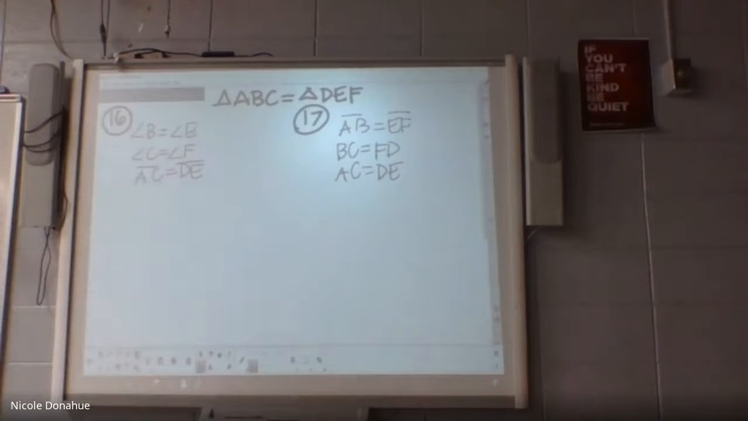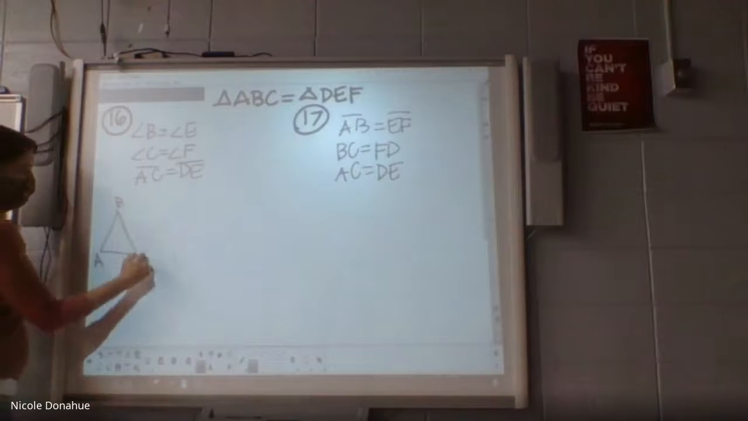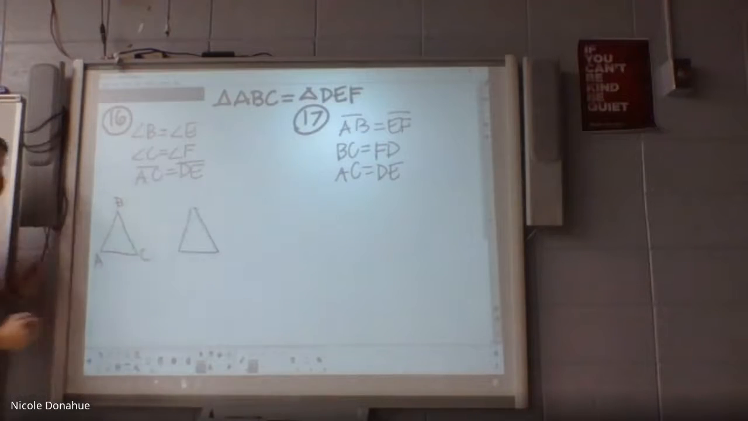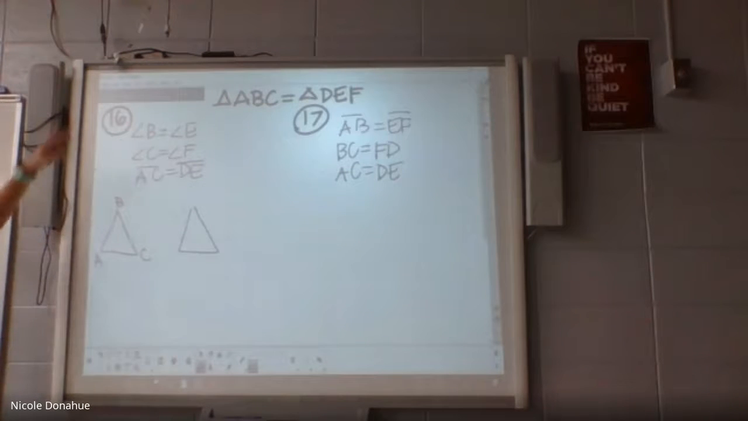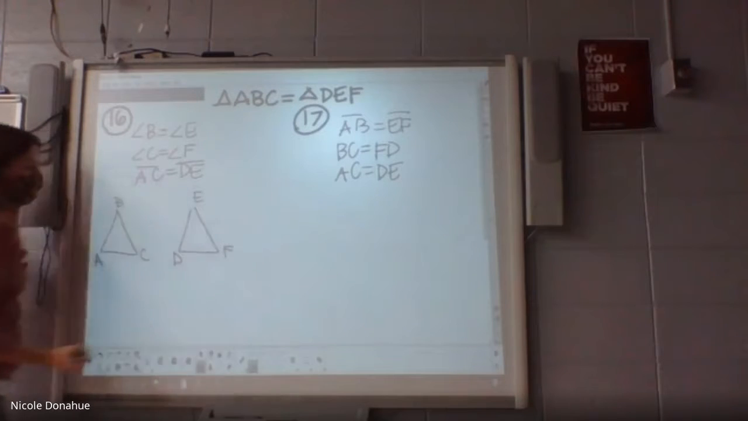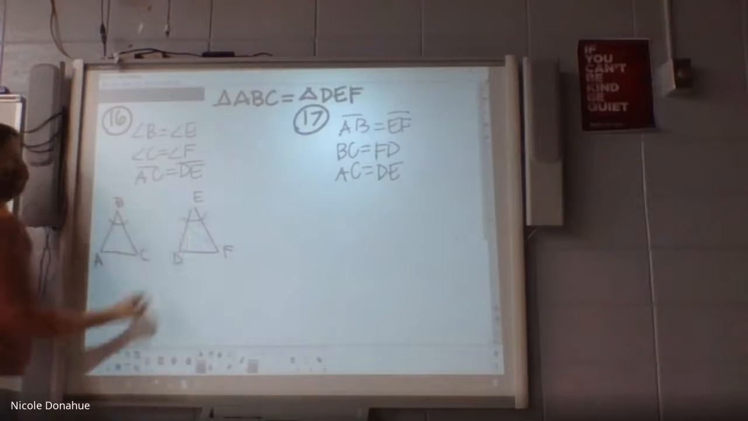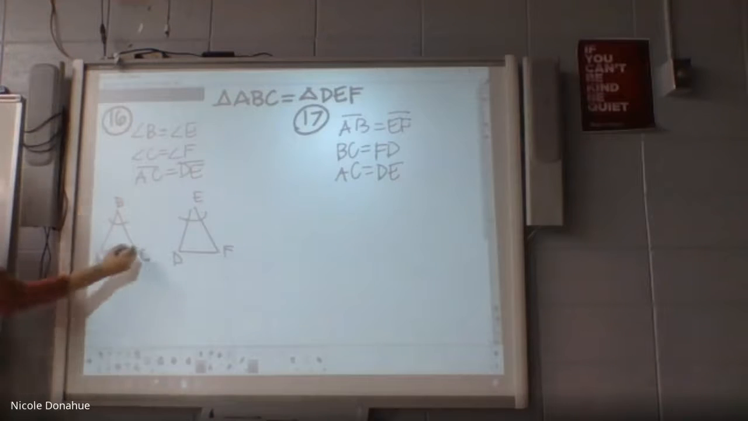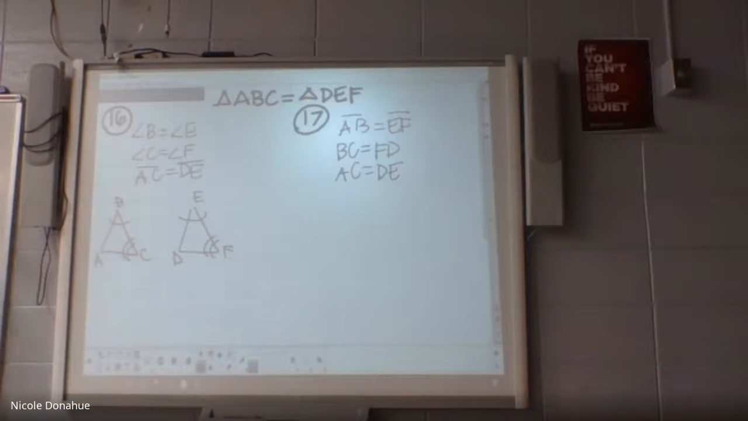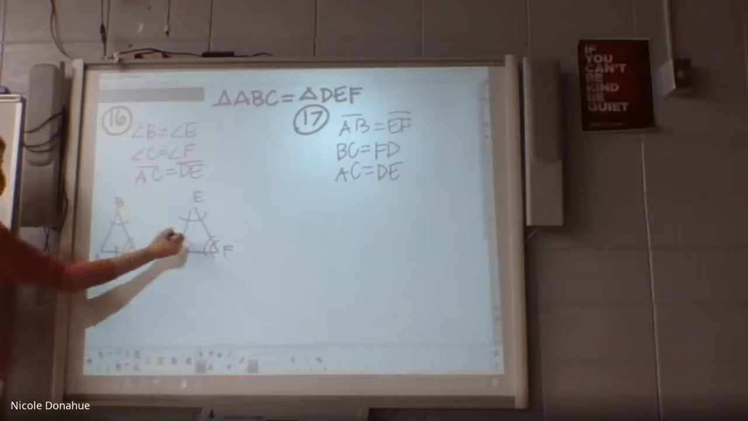And so I'm going to draw what that should look like. It doesn't have to be anything special. A, B, C. Now when I name this, I want to name it so that it corresponds. So A and D should be in the same spot. Okay. So they tell me B equals E, C equals F. So I have two angles. And then AC equals DE.